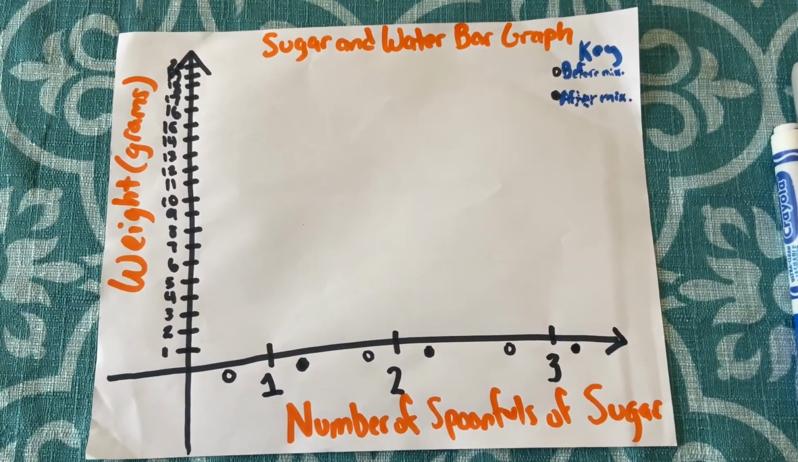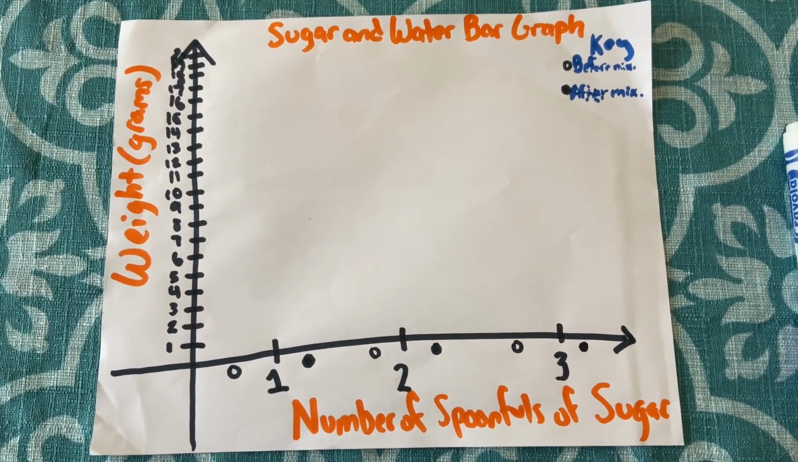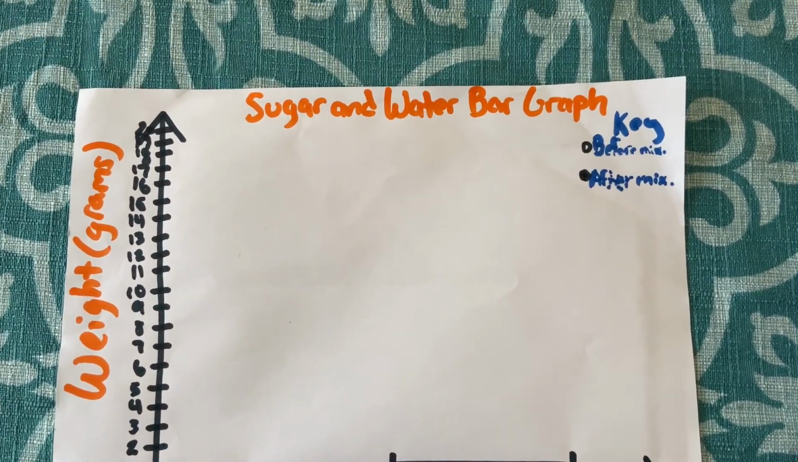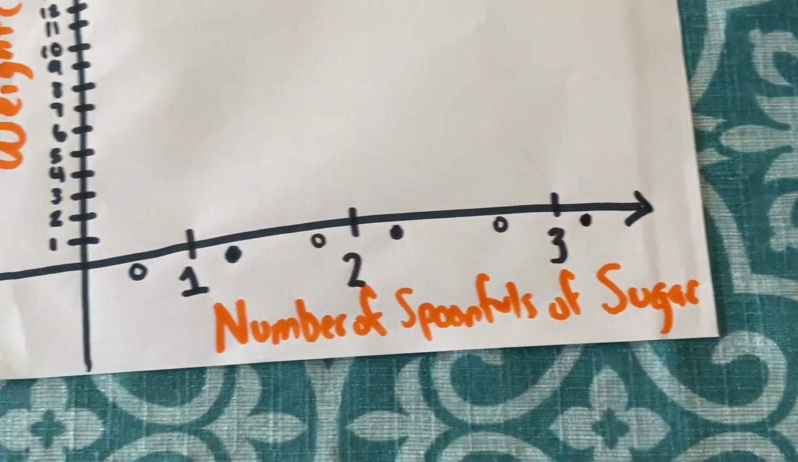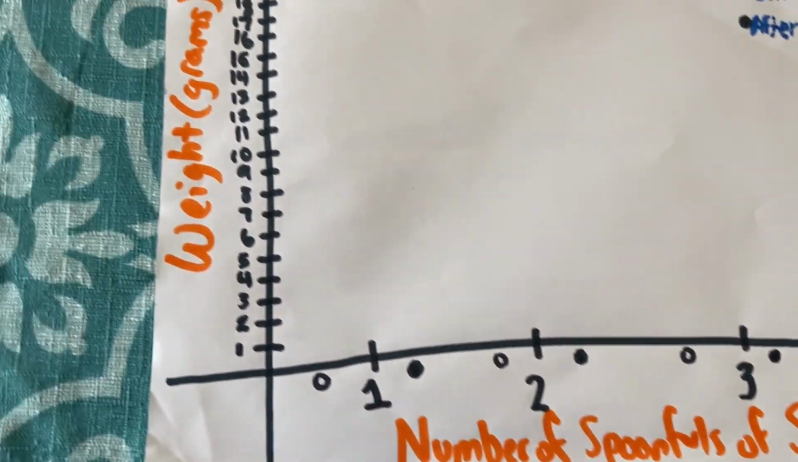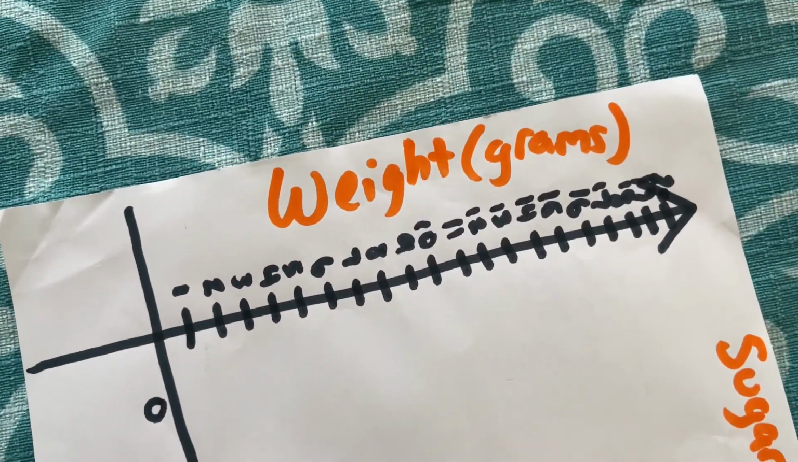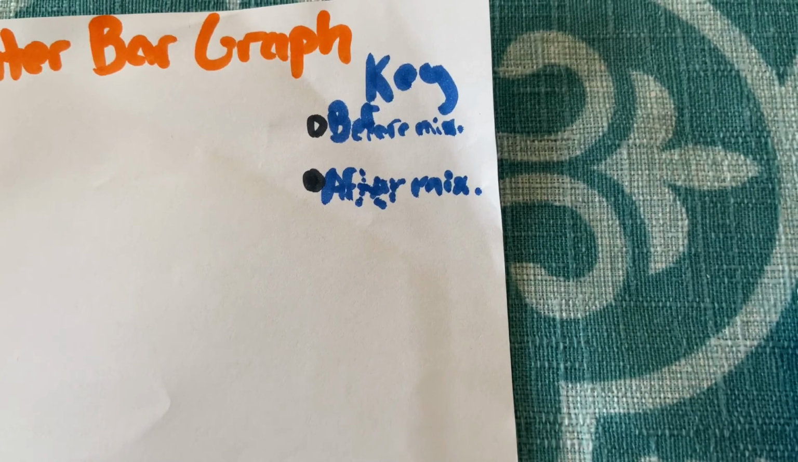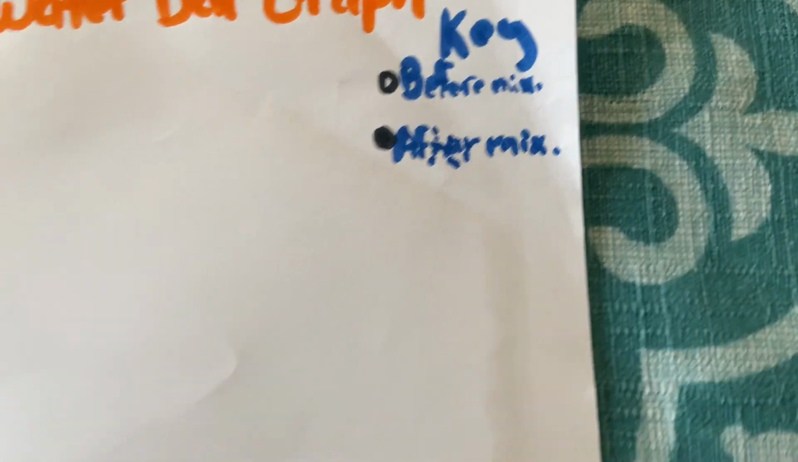At this time, go ahead and copy this template of a bar graph with the title Sugar and Water Bar Graph. On the x-axis, the line going left and right, you have number of spoonfuls of sugar, and the y-axis going up and down, weights in grams. Make sure not to forget the key. An open circle means before mixing, a filled in circle means after mixing.